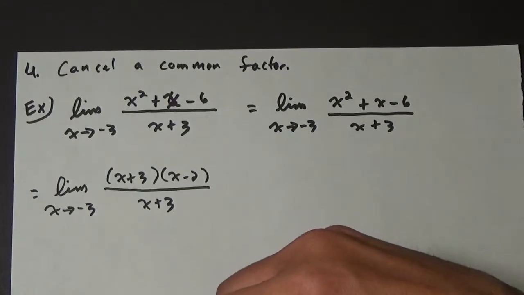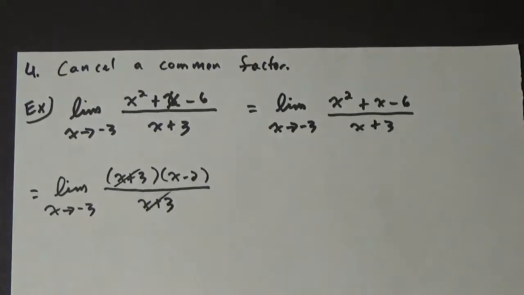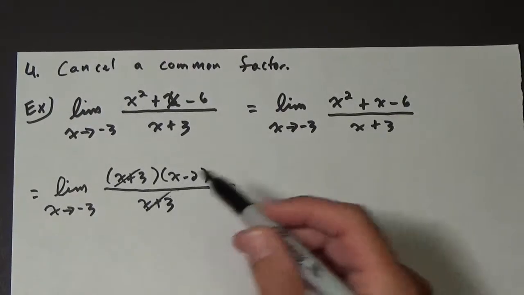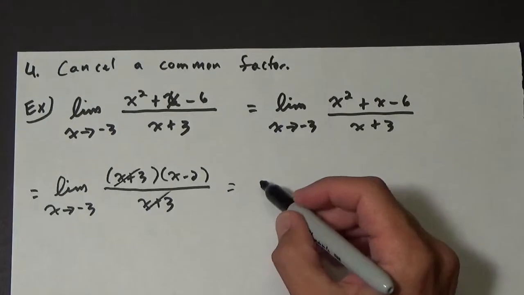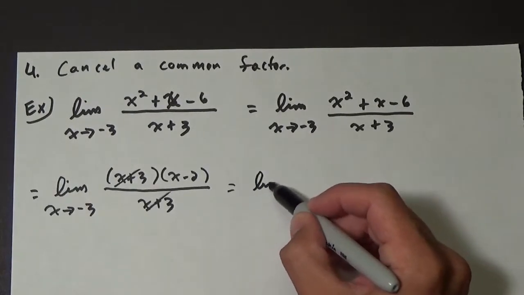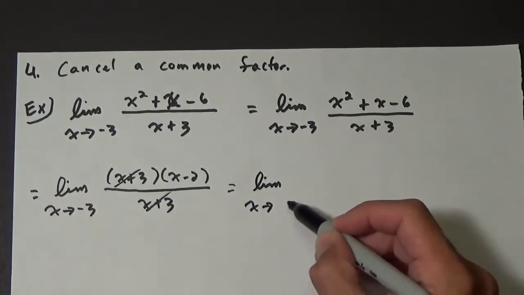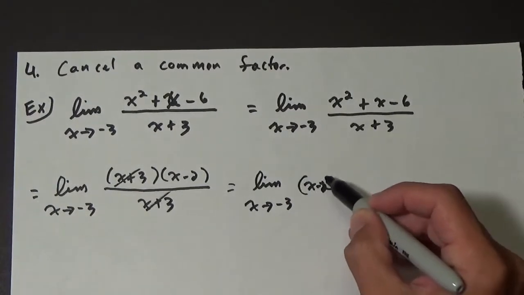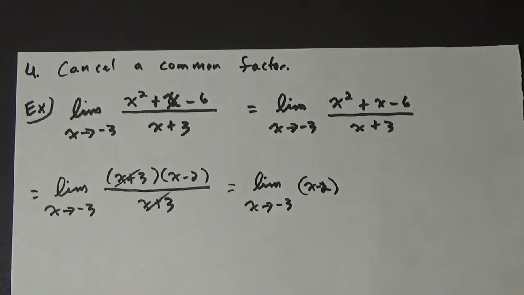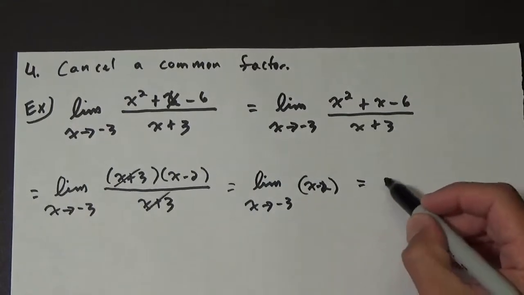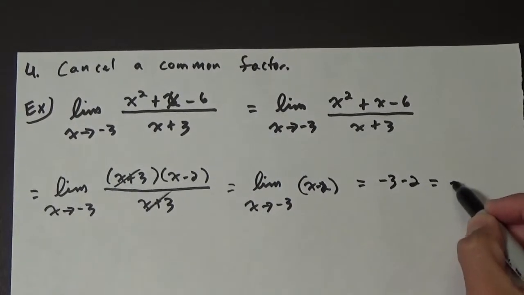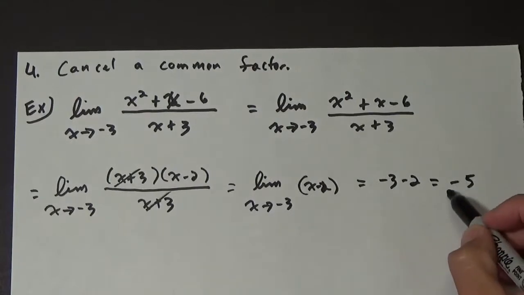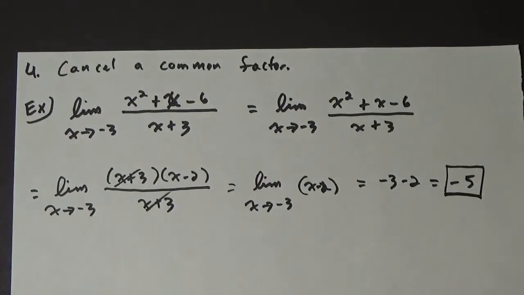Well, if we cancel these out, then our issue of having a 0 in the denominator goes away. And so we're going to end up with the limit as x approaches -3 of x minus 2. Now we go back to the previous step of substitution, and we get -3 minus 2, which is -5. And that would be our answer.